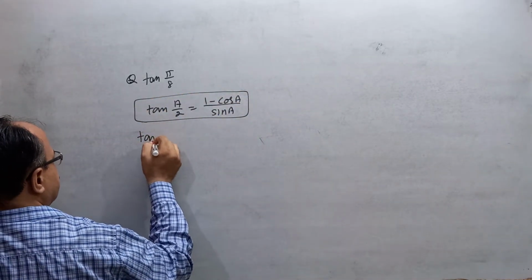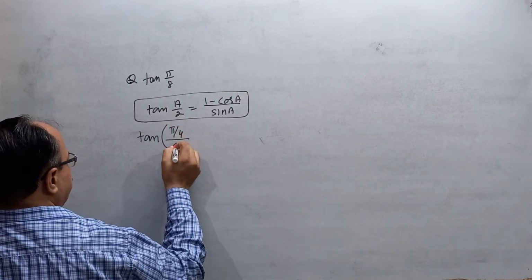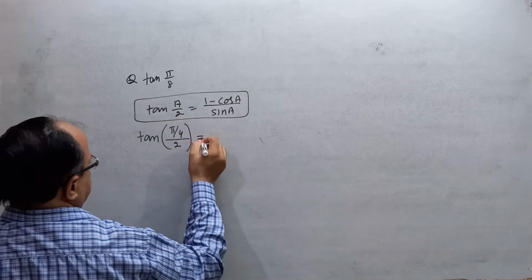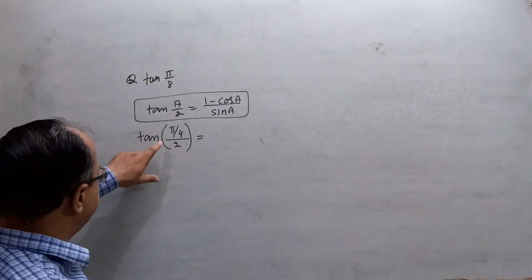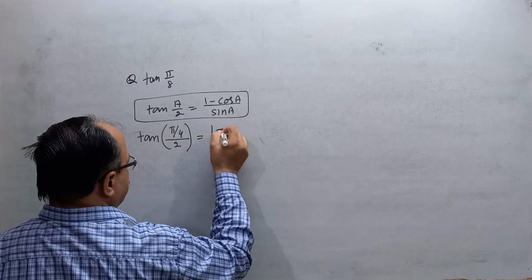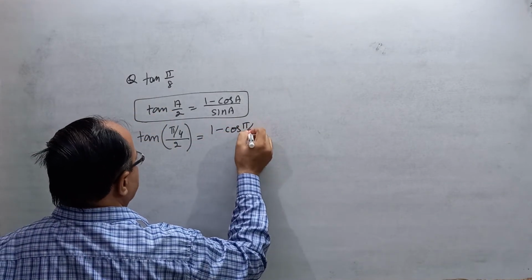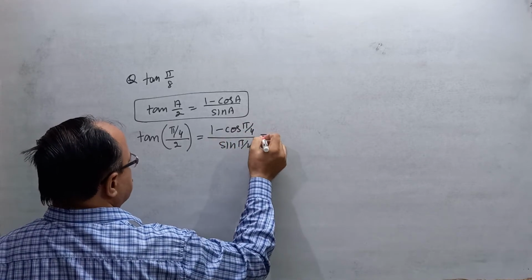And according to this formula, you can write pi by 8 like this: pi by 4 by 2. It means when you compare this quantity with this quantity, the value of a is pi by 4. So, 1 minus cos pi by 4 upon sin pi by 4.